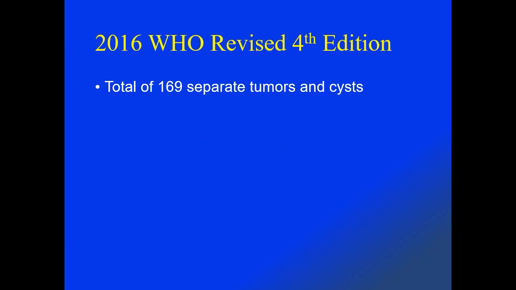The total comes to around 169 separate tumor types and cysts, and obviously we're not going to be covering all of them in this presentation or in the book chapter, but we will go through some of the more common ones one will encounter.